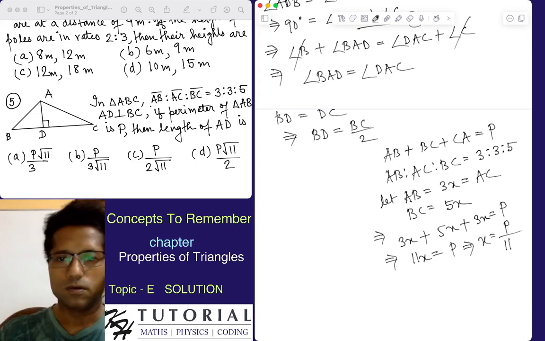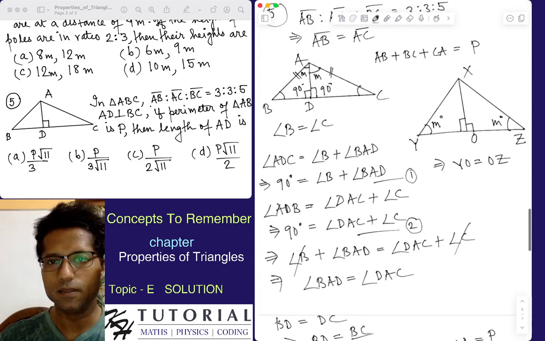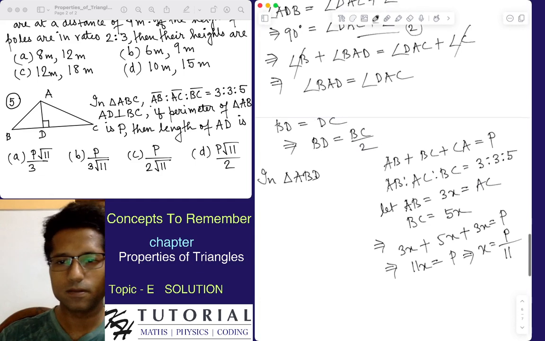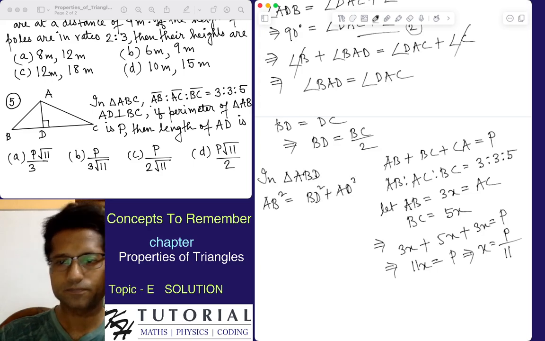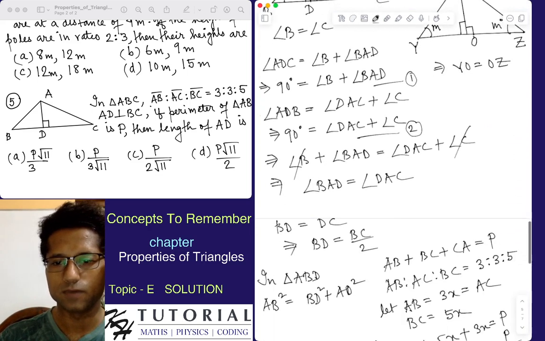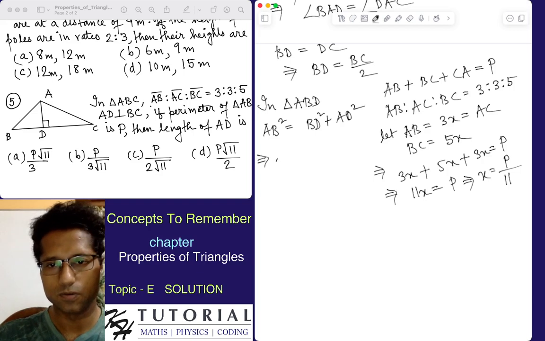Okay. Now in triangle ABD, using Pythagoras theorem, we will get AB square equals BD square plus AD square. This implies, what is AB? AB we have assumed to be 3x, and we know what is x. We will substitute x at the end.